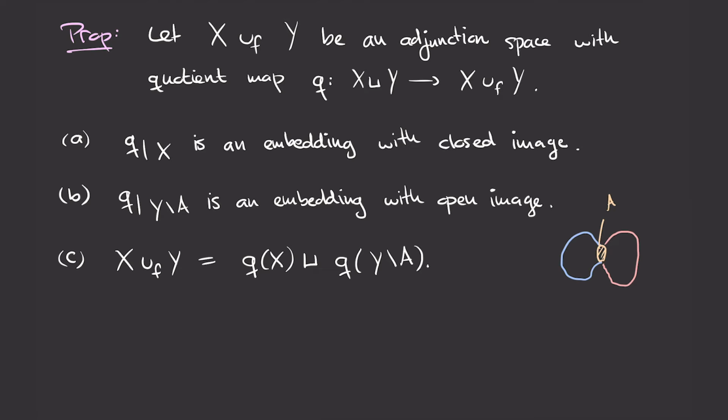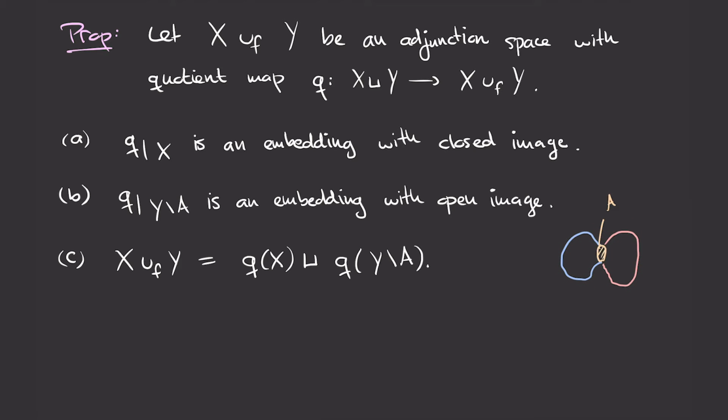And second, part B of the proposition concerns this red set, but this time without the interface. And the proposition is saying that it's again a homeomorphic copy of Y minus A sitting in the quotient space, but this time it's an open set. And if those things are true, well then part C is pretty clearly visible from this picture, namely that the entire adjunction space is the disjoint union between these two parts.